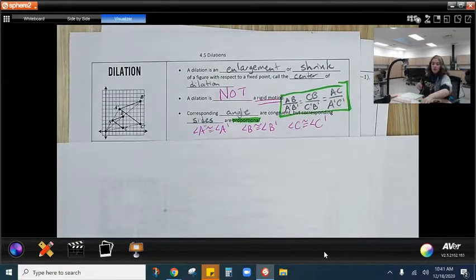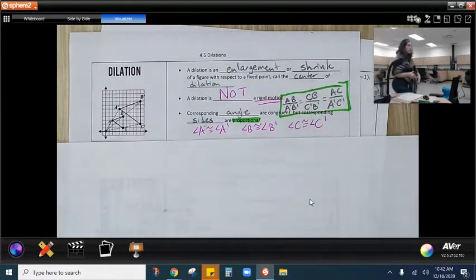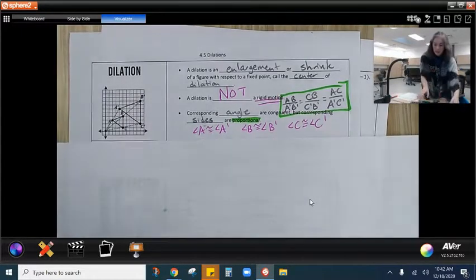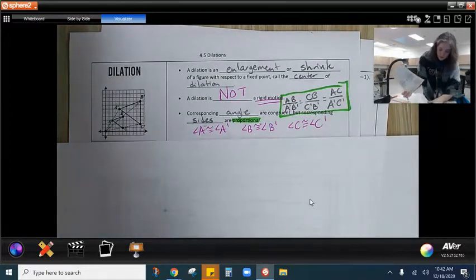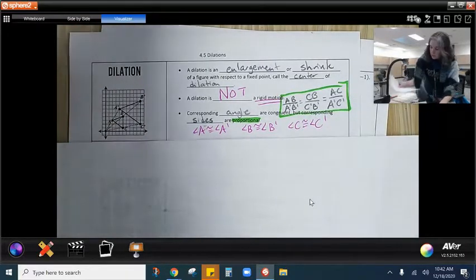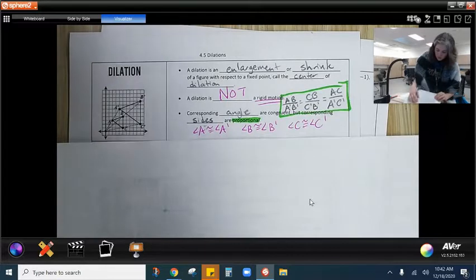I do want to remind you that there are 4 different transformations. I'm going to grab them, I think. Because now I can't find my paper. Because I have too many papers. There we go.